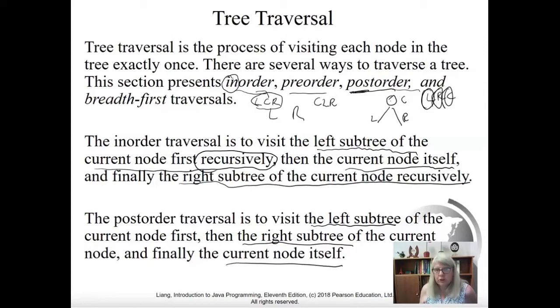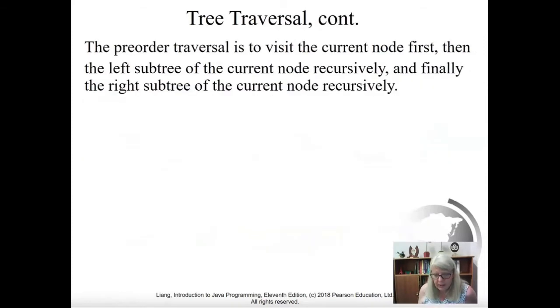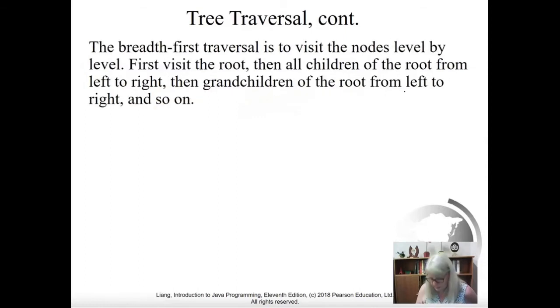Okay? Pre-order will be, let's say, current, left, right. Visit first the current, then the left subtree recursively, and then the right subtree recursively. And breadth first is level by level, so you just go, that is your tree, 1, 2, 3, 4, 5. Just follow the levels. That's the easiest.